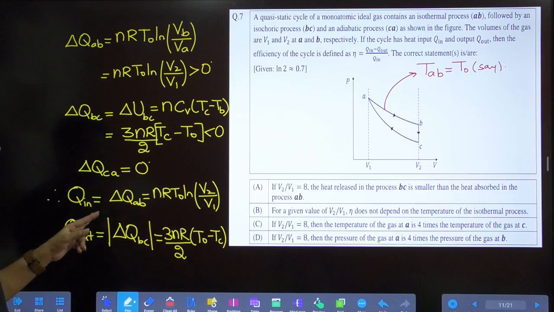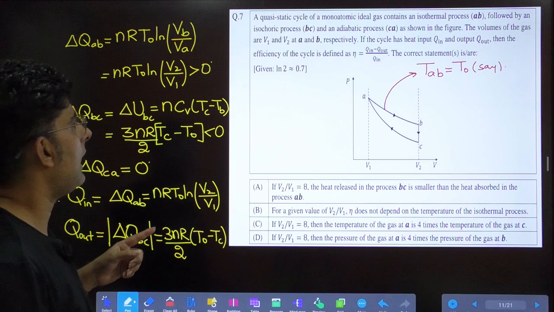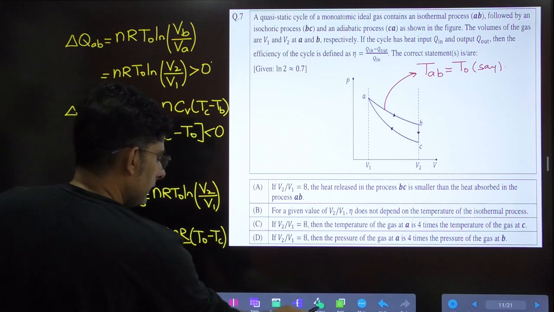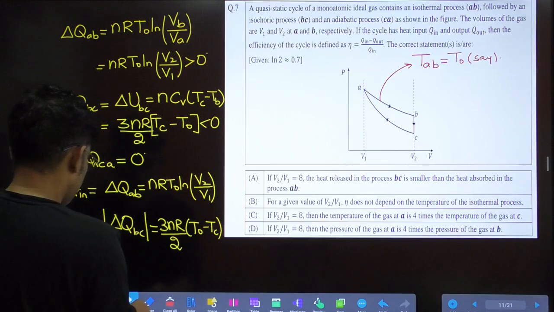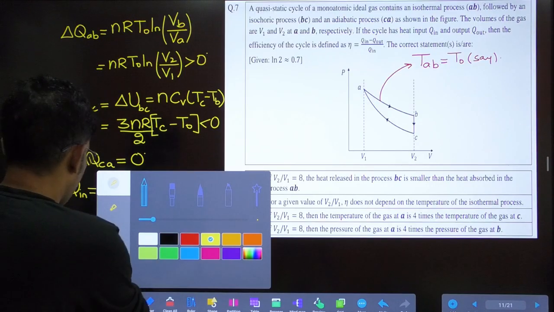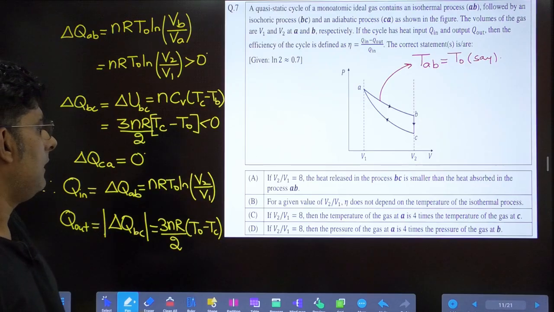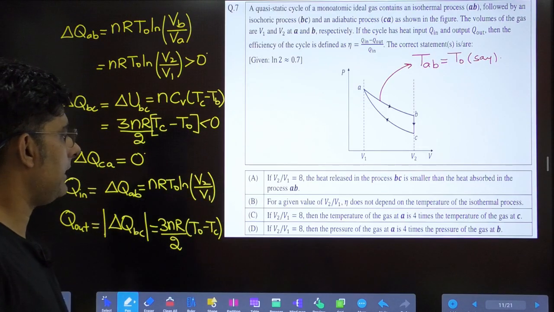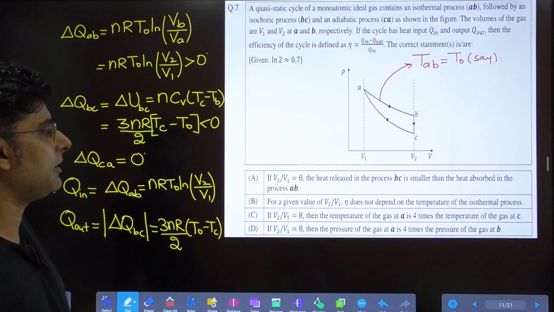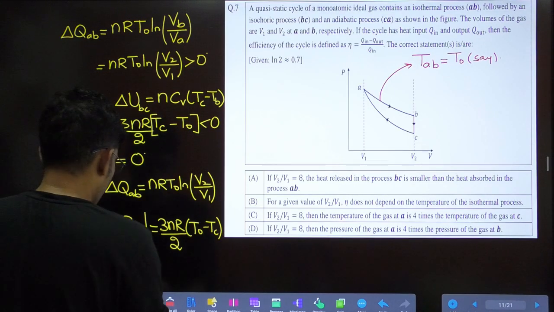This comes out as Q out. Now once we got Q in and Q out, when we are being asked to calculate the efficiency, first of all we have to see V₂ by V₁ is given as 8, then heat released in the process BC is smaller than heat absorbed in process AB. Let's start with option A first.